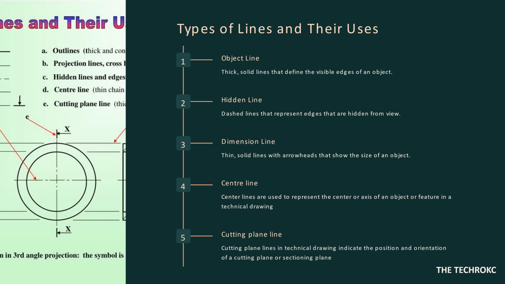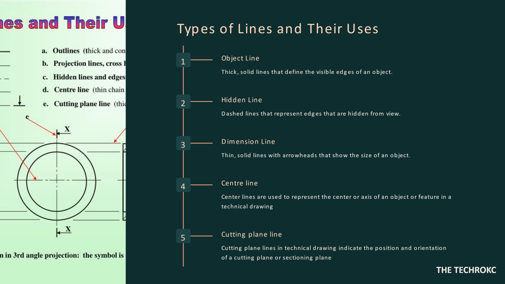Next, we have the center line. The center lines are lines used to represent the center axis of an object. So when we have something like a circle, center lines are made to pass through it to indicate the center of that object. It can be a circle, it can be other shapes, but mainly circles.